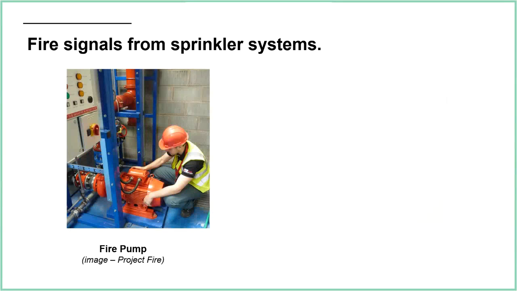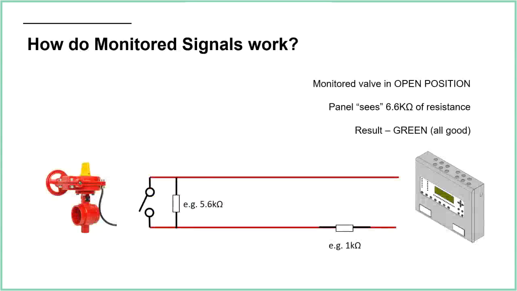And there's of course other fire signals from the fire pump. So say pump running, for example, the fact that the pump is actually moving water, that would also be a fire signal. So those are a few examples there in terms of fault signals and fire signals.